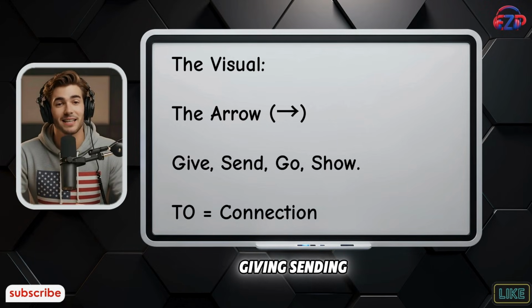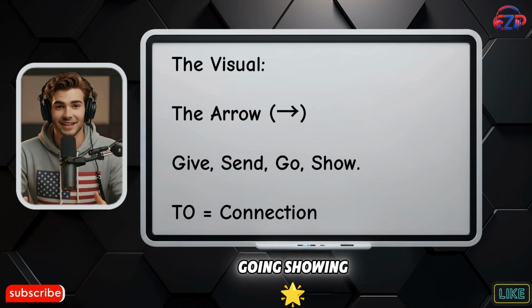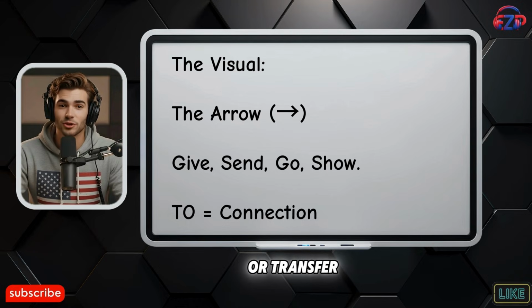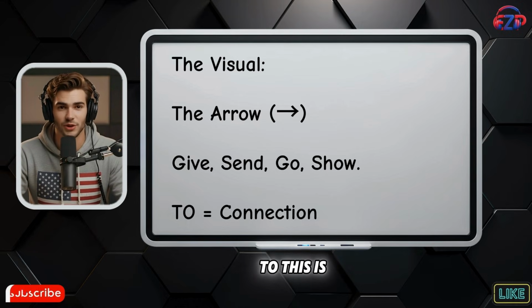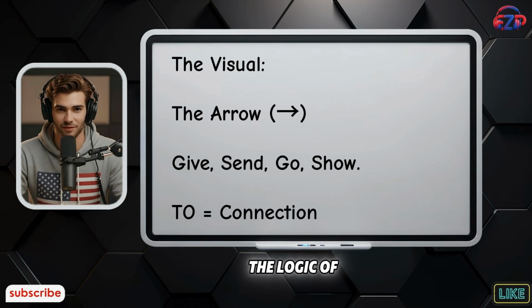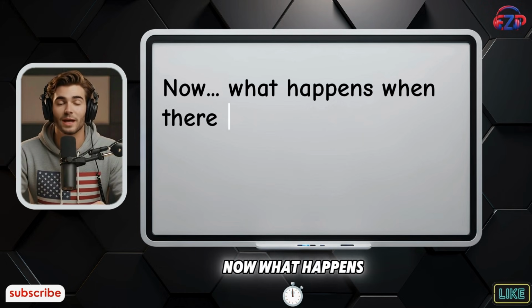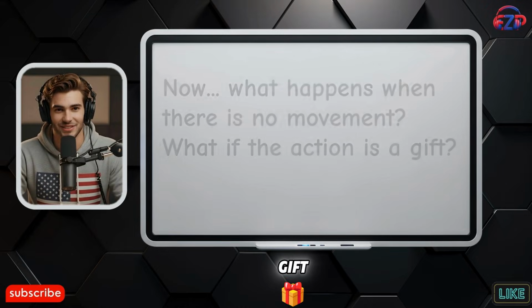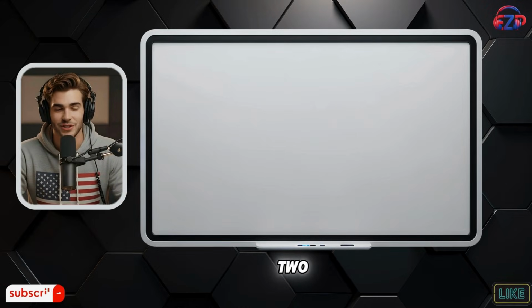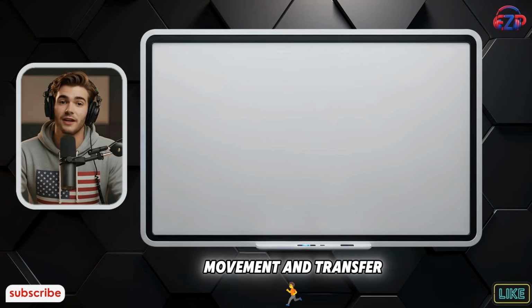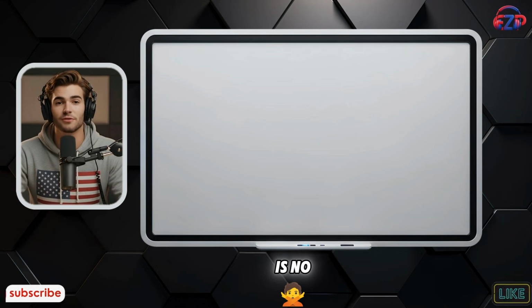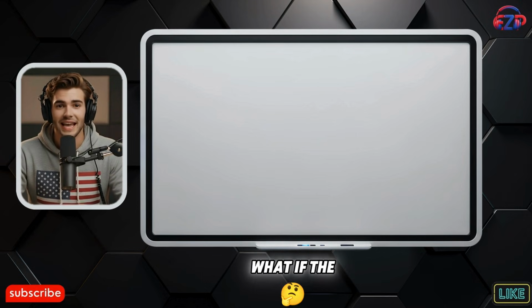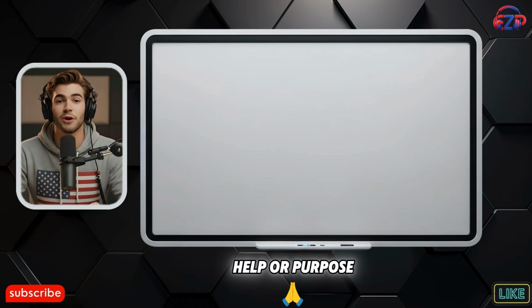So visualize the arrow. Giving, sending, going, showing. If there is movement or transfer, the word is to. This is the logic of connection. Now, what happens when there is no movement? What if the action is a gift? We have the logic for to, movement and transfer, but what happens when there is no physical movement? What if the action is about help or purpose?